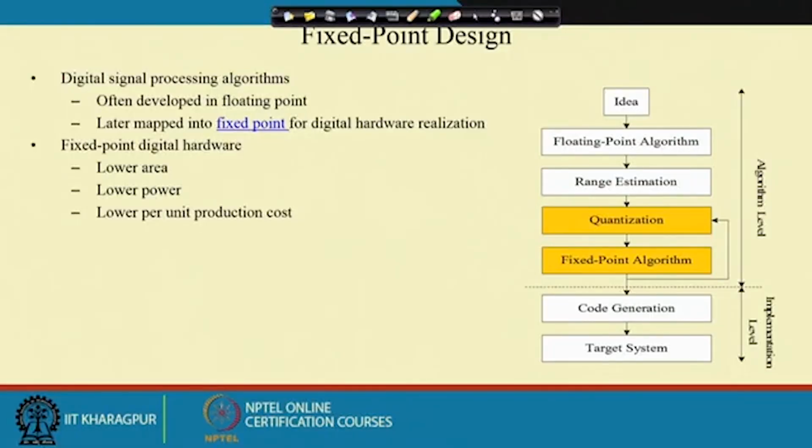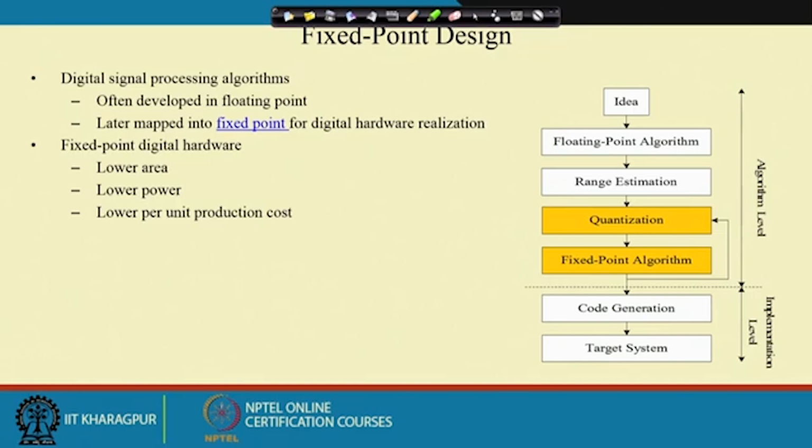After that, it is not that we will run that particular algorithm infinitely. There may be certain limitations on how much time I will run that particular algorithm or that particular system. Based on that, whenever we come from floating point to fixed point, we have to do this quantization.